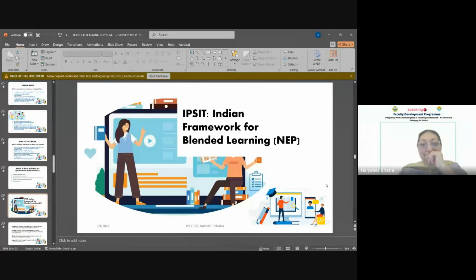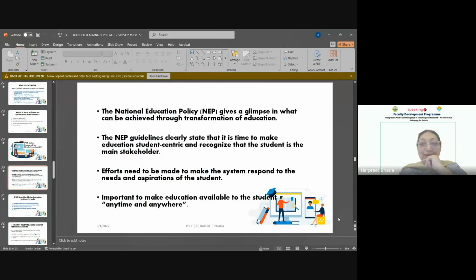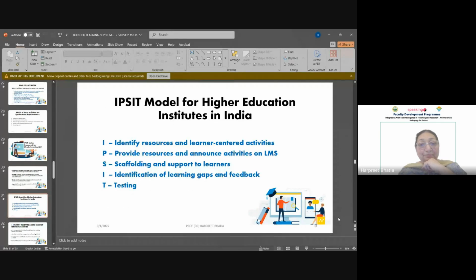We'll move on then. Okay, coming to the last aspect, that is the IPSIT model, which is part of the NEP. The NEP has given very clear guidelines for the IPSIT model for blended learning. That is because the NEP also states that education needs to be made available to the students anywhere and at any time. That is one of the reasons why blended learning is an option.